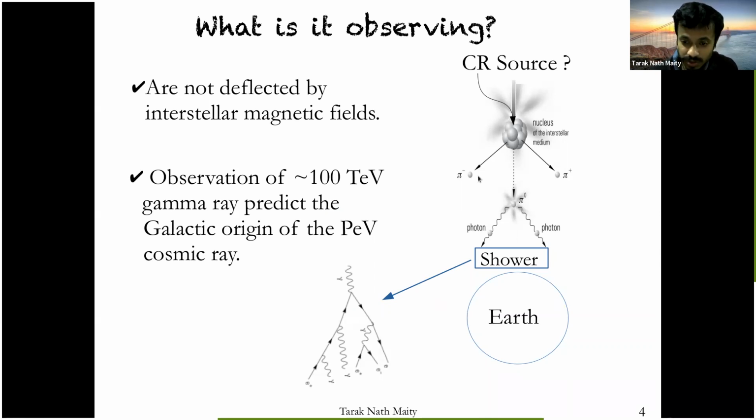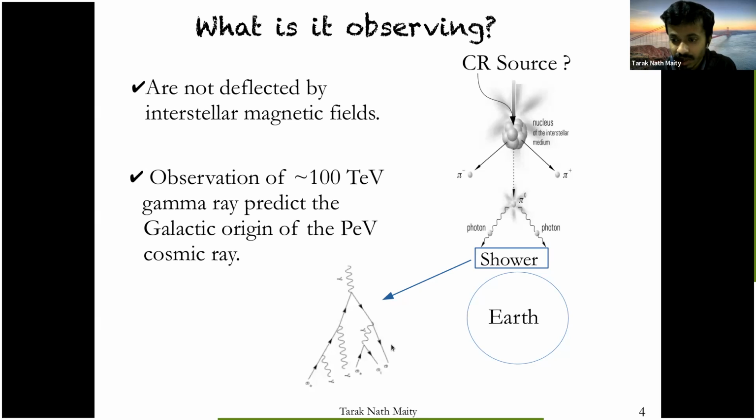One possible source of high energy gamma rays, namely the hadronic source, is shown here. Let's say this is a cosmic ray source, which a priori you don't know. Cosmic rays, being charged particles, travel in a zigzag way and interact in the interstellar medium, essentially producing charged and neutral pions. The neutral pions decay to photons. Once these photons reach the atmosphere, they produce shower particles, something like this. That is what we are trying to observe in the Tibet AS-gamma experiment.